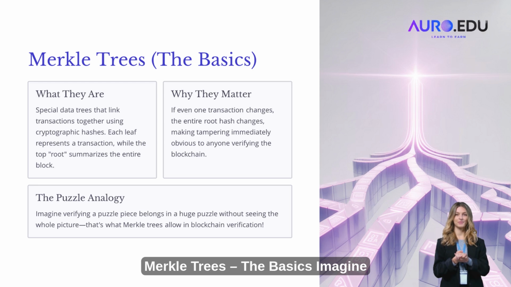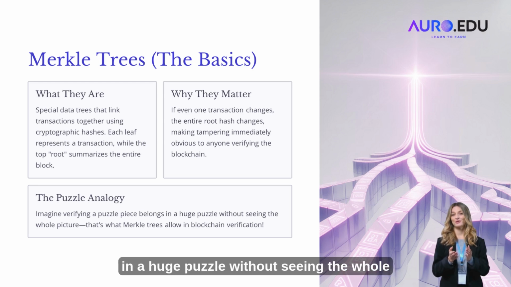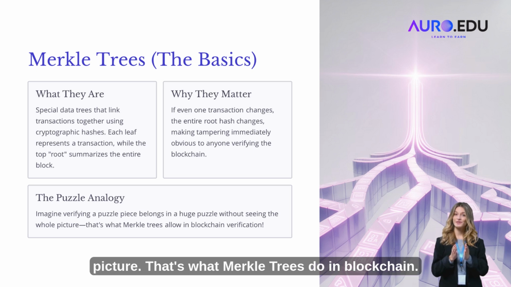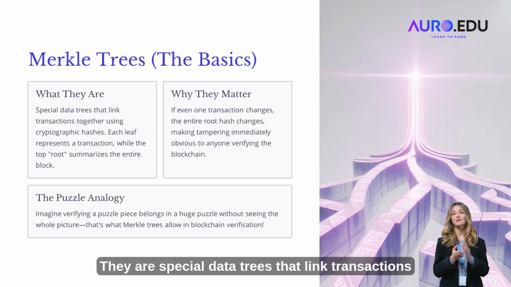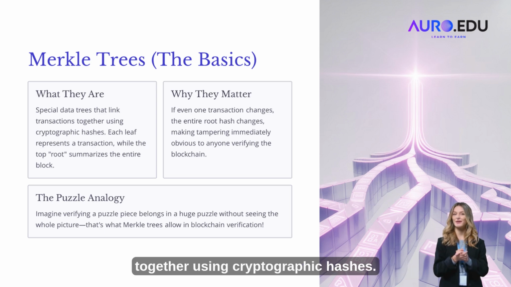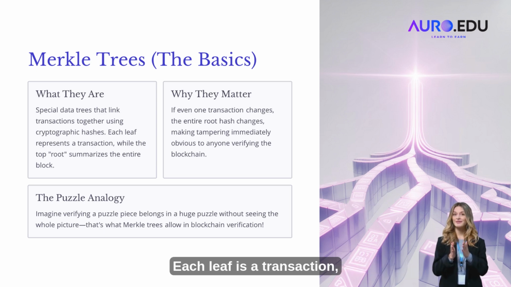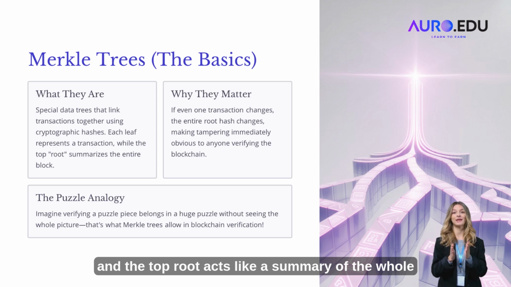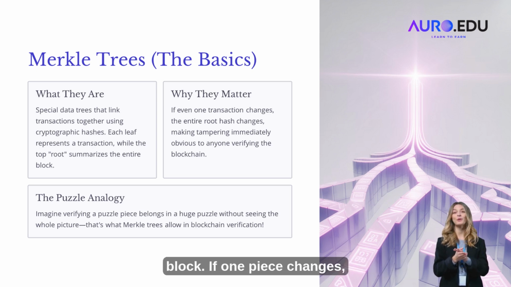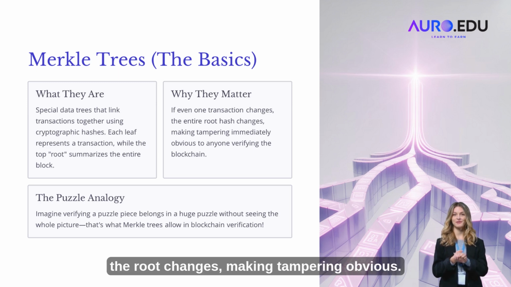Merkle trees, the basics. Imagine you want to check if a puzzle piece belongs in a huge puzzle without seeing the whole picture. That's what Merkle trees do in blockchain. They are special data trees that link transactions together using cryptographic hashes. Each leaf is a transaction, and the top root acts like a summary of the whole block. If one piece changes, the root changes, making tampering obvious.